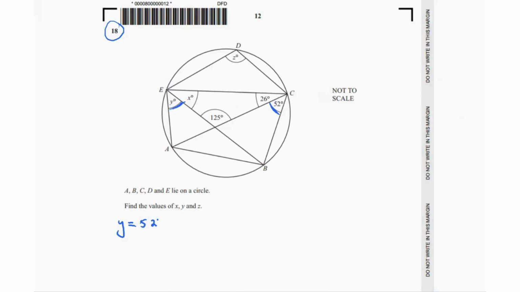For X, we have a triangle. So we can do 180 minus 125 minus 26. Let me highlight that. This is your triangle. So X is going to be 180 minus 125 minus 26. That's 29 degrees. That's your X. Now for Z, we do have a cyclic quadrilateral, and I'm going to pick this one.